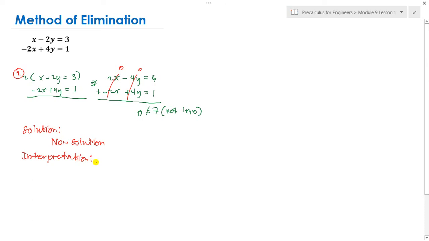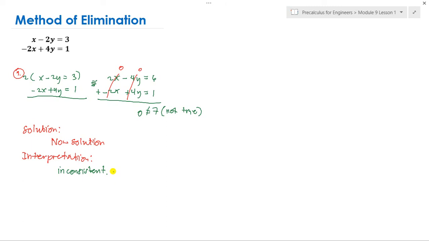Okay, so on the interpretation, if we have no solution, the implication is that the solution of this system of equations is inconsistent. Okay, inconsistent. Let's verify this using our Desmos graphing calculator.